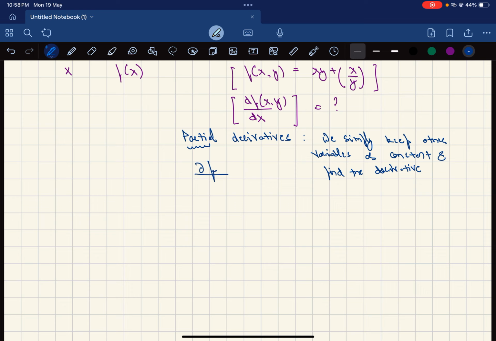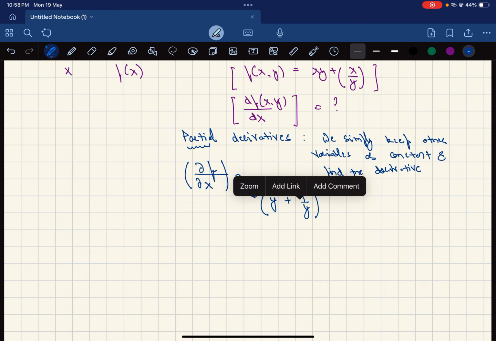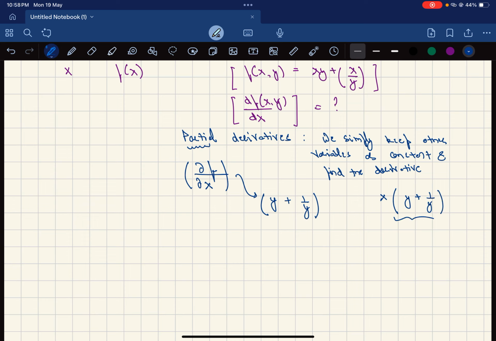So instead of df upon dx, this becomes del f upon del x, and this is computed as, we simply assume that y is constant in this case. So del f upon del x will become y plus 1 upon y. We are finding the derivative with respect to x, and since y is a constant here, we can simply bring x outside, and this becomes y plus 1 upon y, which is a constant, so this can be brought outside the derivative operator, and the derivative of x is 1. Therefore we are left with y plus 1 by y as the required partial derivative.